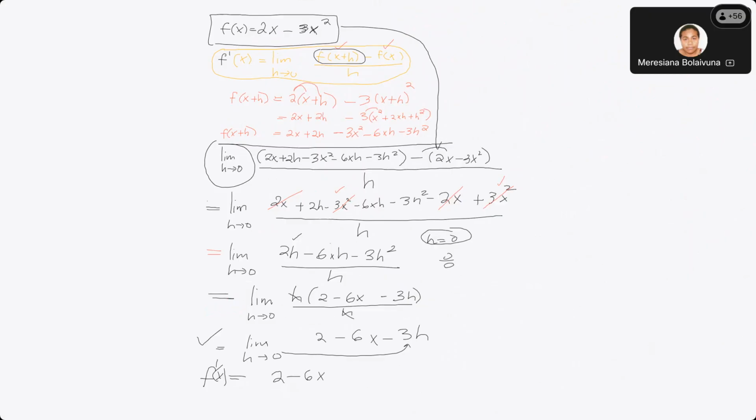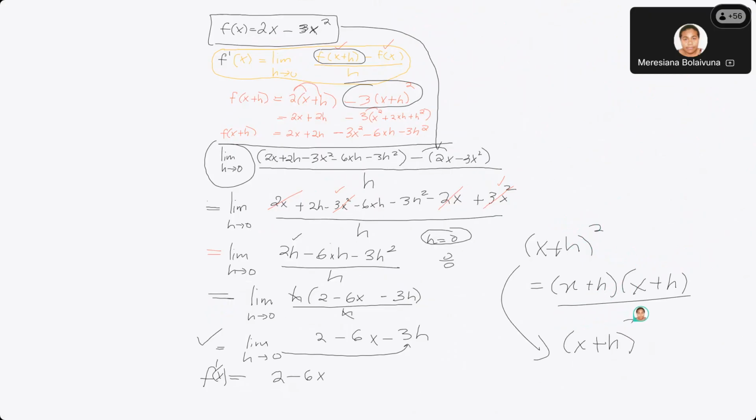Number 2, when you are expanding, this x plus h squared is equal to x plus h times x plus h. All right. Some students make the mistake with x plus h squared. They do x squared plus h squared. This is not correct. Okay.